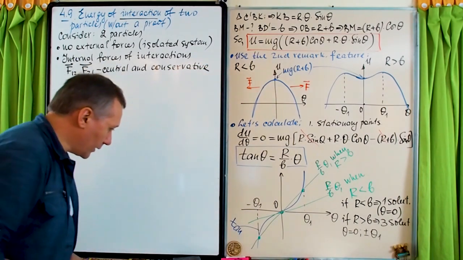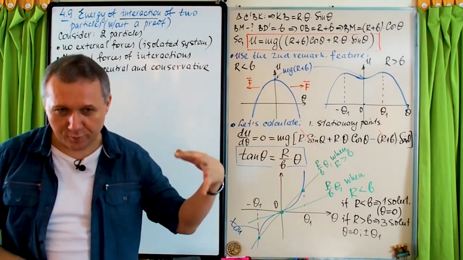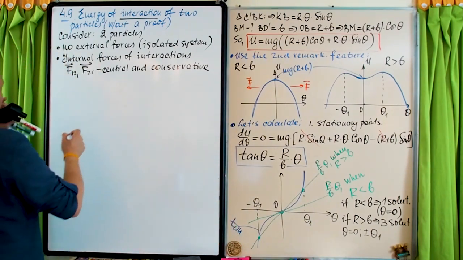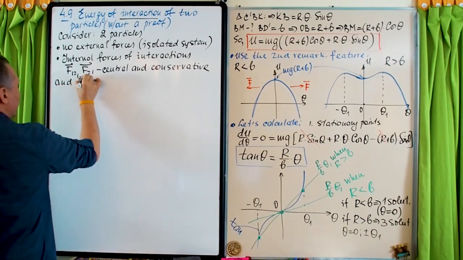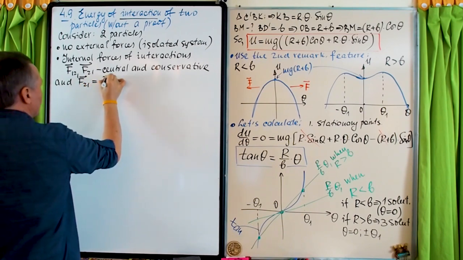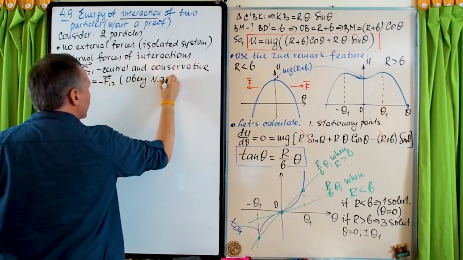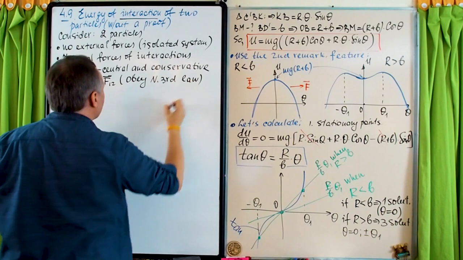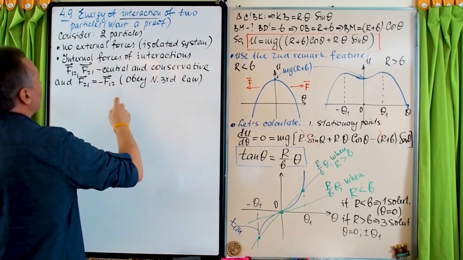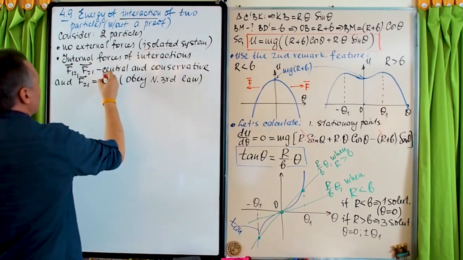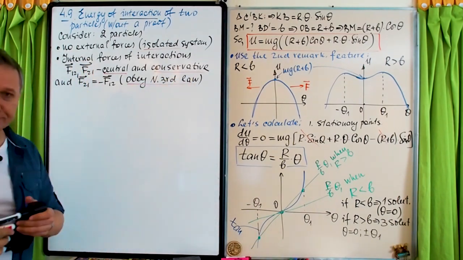Let me check what else. Another statement: of course, they must obey Newton's third law. F21 equals minus F12. So they obey Newton's third law. There are three restrictions on these forces. The system must be isolated, which is important. And the forces are central, conservative, and obey Newton's third law.